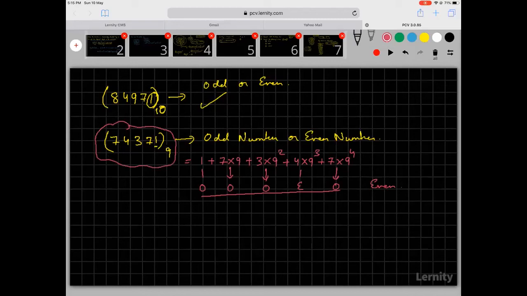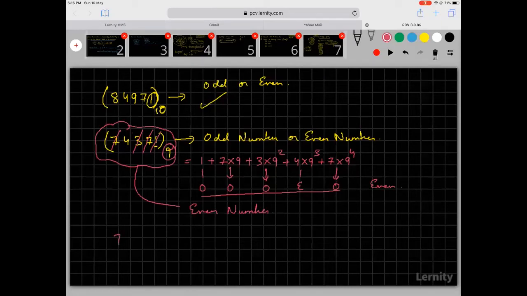And how did you identify it? You counted the number of odd digits. Odd, odd, odd, odd. There were 4 odd digits. If there are 4 odd digits, when you add them up, it will become even. So this number is an even number. So whether it is odd or even also depends upon the base. Because the base is 9, you did this.